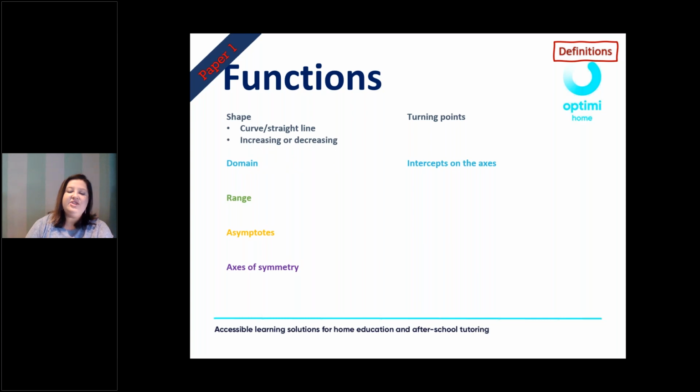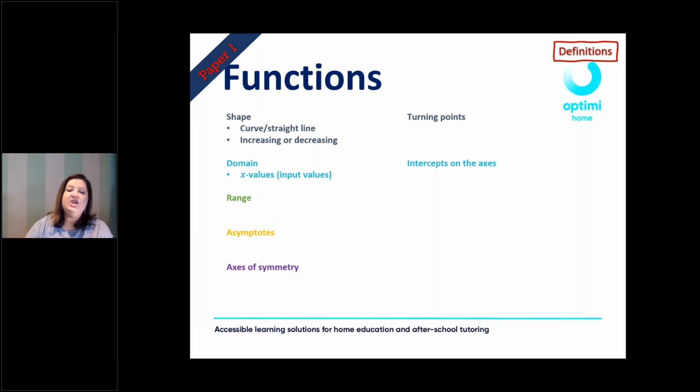Is my graph increasing or decreasing? So is it going up or is it going down? Are my y values increasing or are my y values decreasing? You will have to be able to make mention of that. Throughout this webinar, I will make mention of a few of these things, but later on we will look at them in more detail.